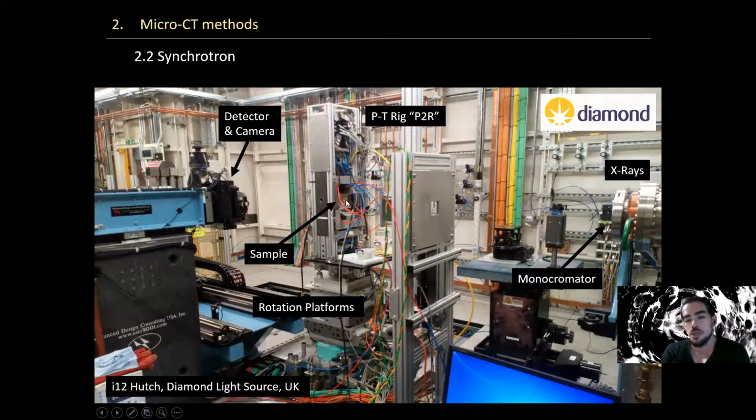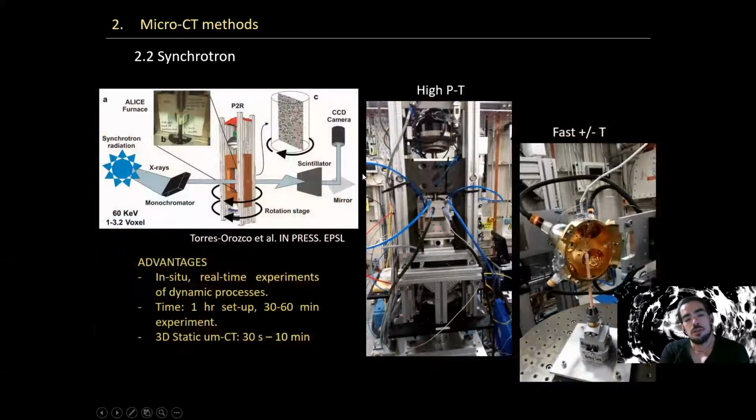Our sample is sitting somewhere here inside our pressure temperature rig. This pressure temperature rig, which is called P2R, was designed in my group in the UK within University College London and Manchester. And once the X-rays pass through our sample, we can capture the different attenuation coefficients resulting from the sample with our detector and record them with our camera. The rig is sitting over a rotation platform. However, in this setup, we don't have the platform rotating, because what is actually rotating is the rig. And it more or less looks like this.